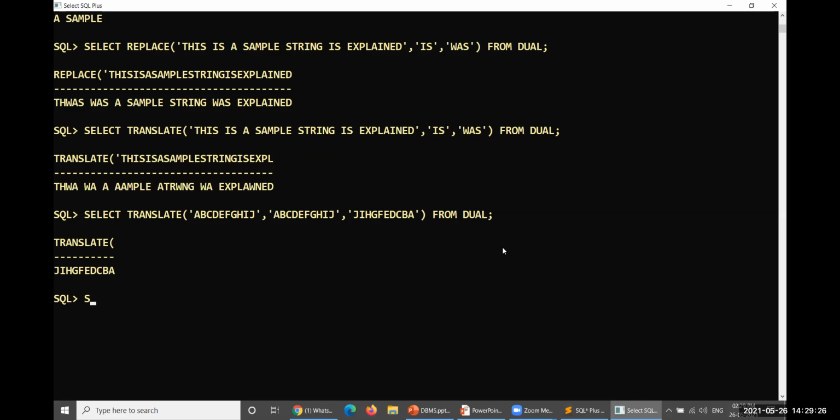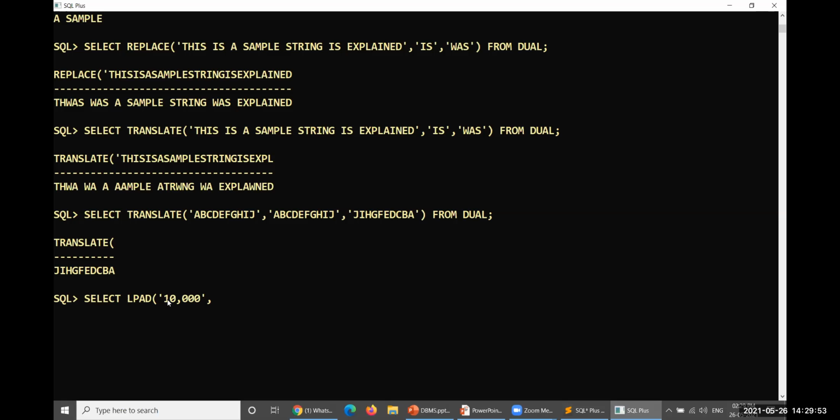Select LPAD. LPAD in the sense padding, in the sense appending. So left hand side. This is my total string here, 10,000. On the left hand side, how many stars are going to be placed here? Let me place 3 characters. So 3 stars are going to be printed.